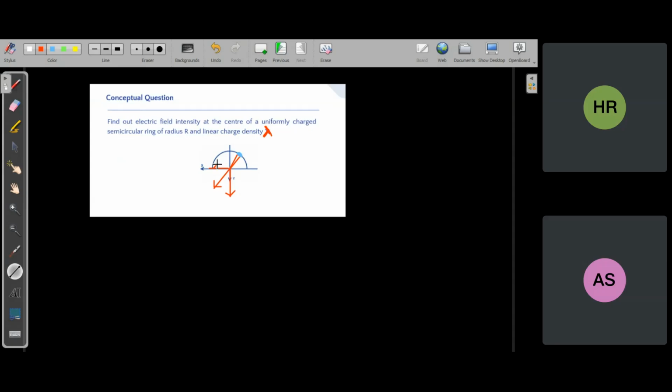Are you getting it? This is dE, the electric field due to this small part of the ring. At an angle theta, we have taken a very small strip which is subtending an angle d theta at the center. So the length of this strip is simply r d theta. Are you getting it?